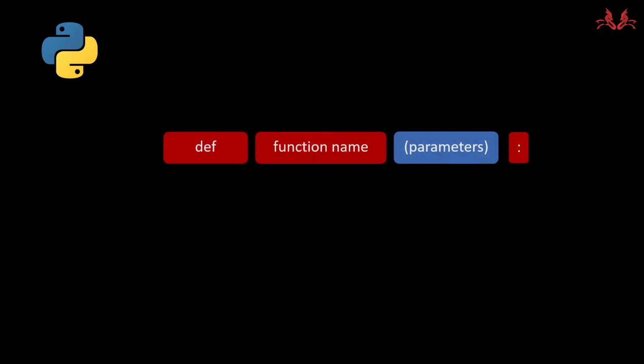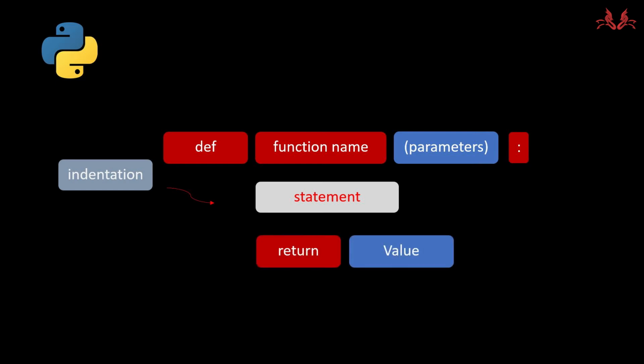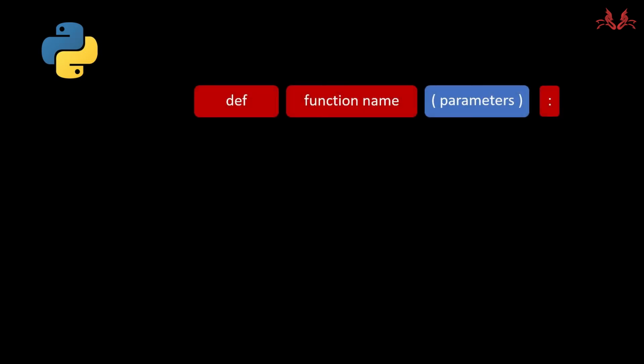At first, we define the function by writing a function name with the parameters. After this, we add a colon mark. In the next line, we put the statements with indentation. It is optional to add a return with a value, depending on whether there is a value or not. Then let's see how a function works.